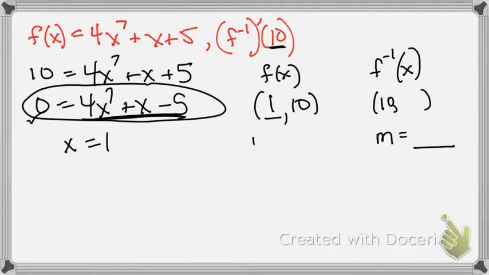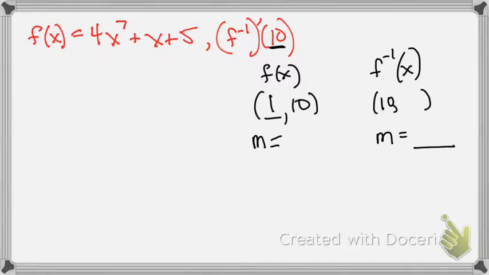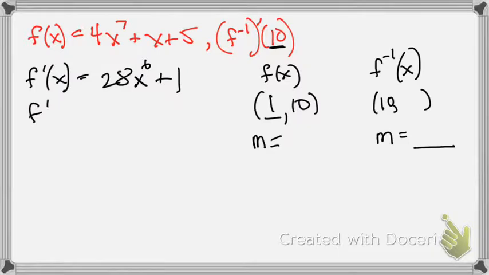We're going to find the slope at that 1. So the slope at 1 means I need the derivative. The derivative of that would be 28x to the 6th plus 1. Now plug in the 1, and you get 29. That, as you know, is not the answer to our question. The answer to our question would be the reciprocal, 1 over 29.